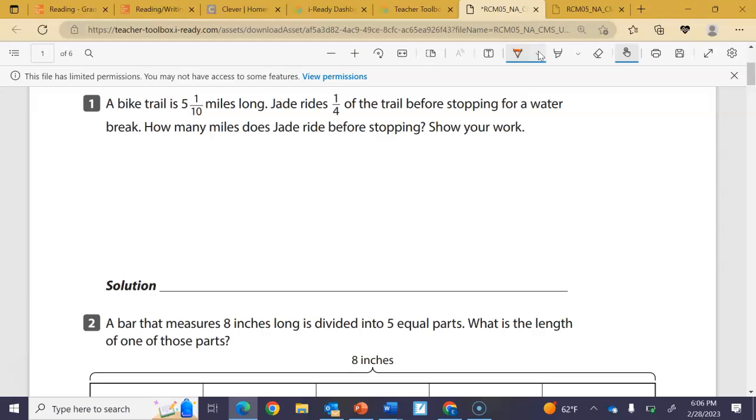A bike trail is 5 1/10 miles long. Jade rides 1/4 of the trail before stopping for a water break. How many miles does Jade ride before stopping? Show your work. So go ahead and pause the video, and when you're ready to see the work, go ahead and press play. All right, I'm going to go ahead and work it out.